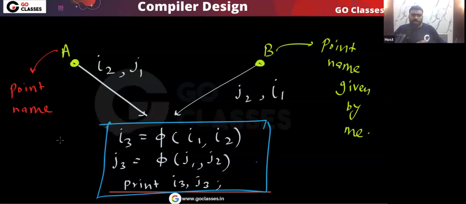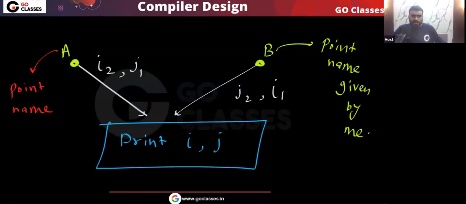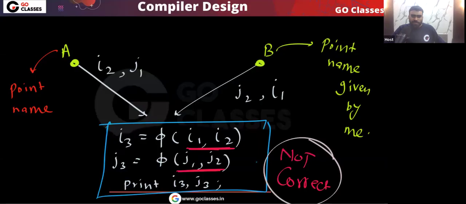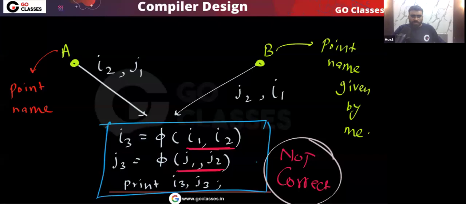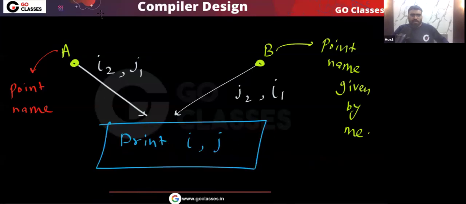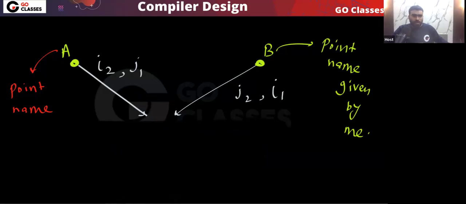Why is this not correct? You are putting I1, I2, J1, J2, and this is not correct. Is this clear? Let me tell you why it is not correct. Because order matters. Order will matter.